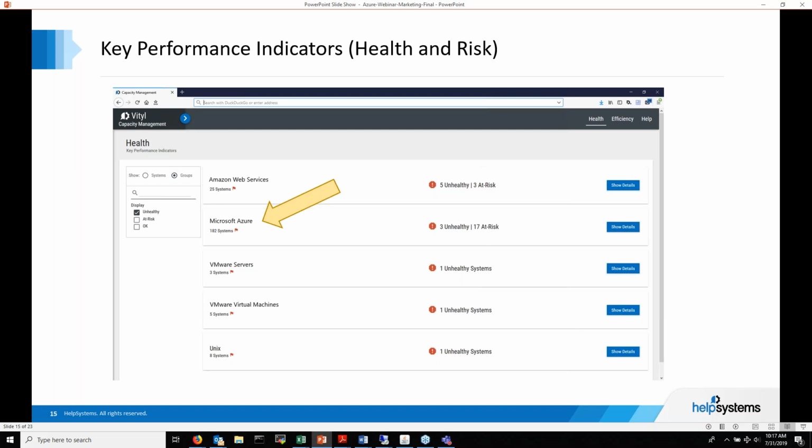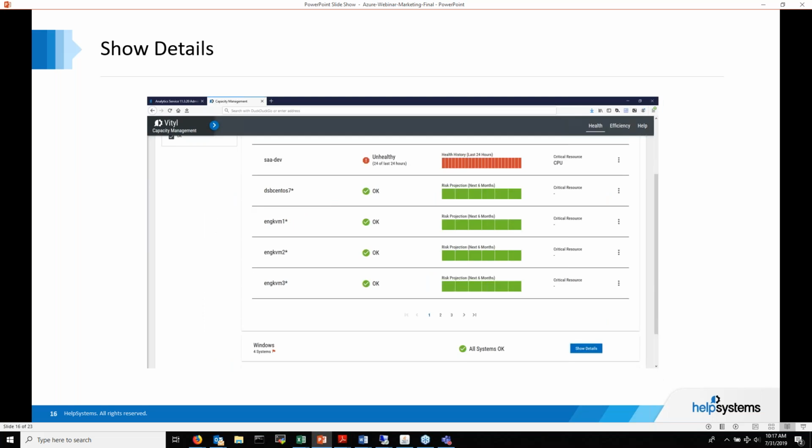If we drill down and show more details about what's going on within the platform, we can get finer granular information about, in this particular case, the Azure VMs that are running. And we see we've got one with some health history that's been a problem for the last 24 hours. And then we've got other virtual machines in Azure that are running just fine with no problems indicated at all.